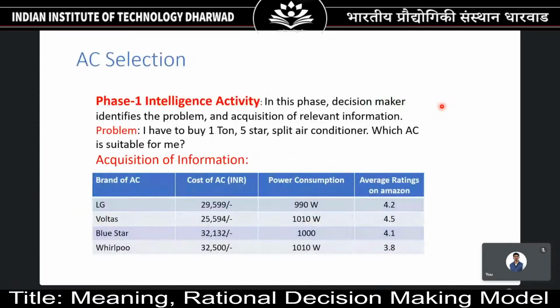Your preference varies from mine because it is an individual desire. Which AC is suitable for me varies from person to person. Although the information I am getting is common, the ranking of all the ACs may differ from one person to another.